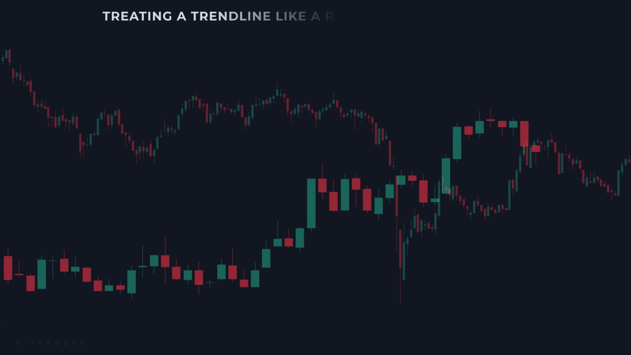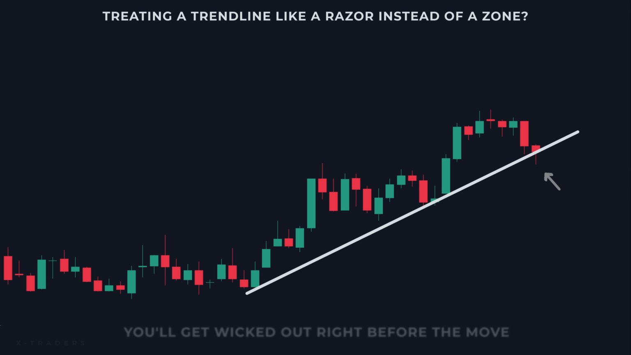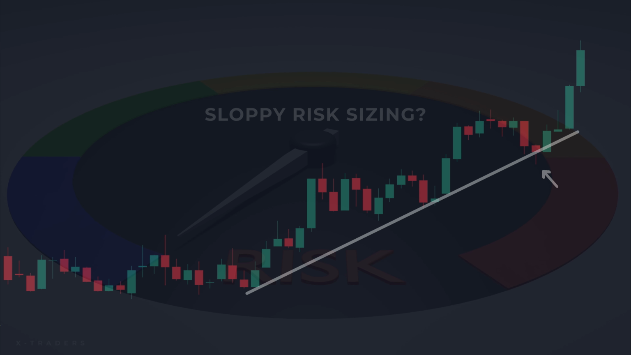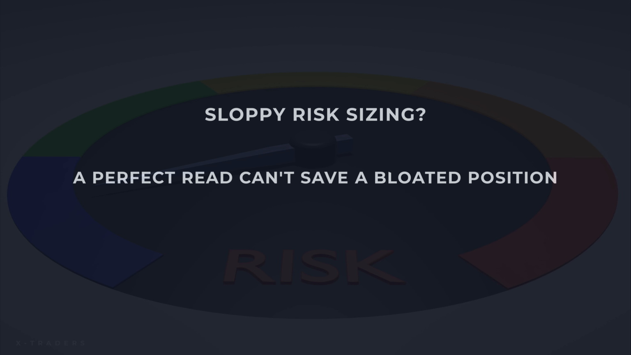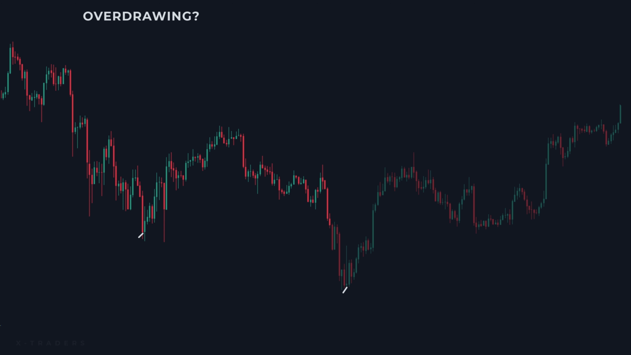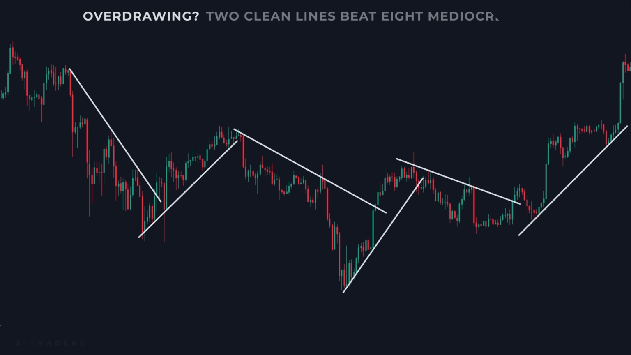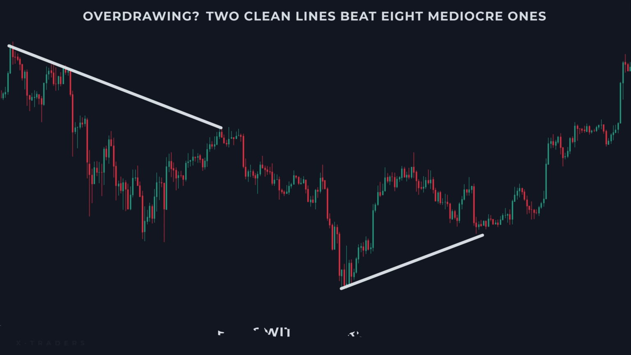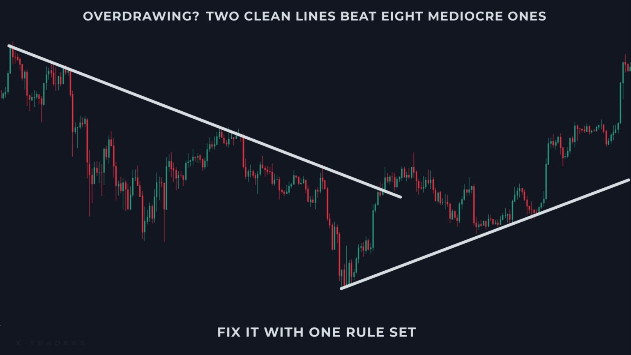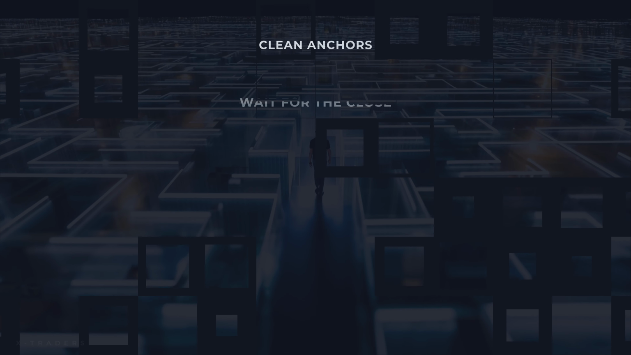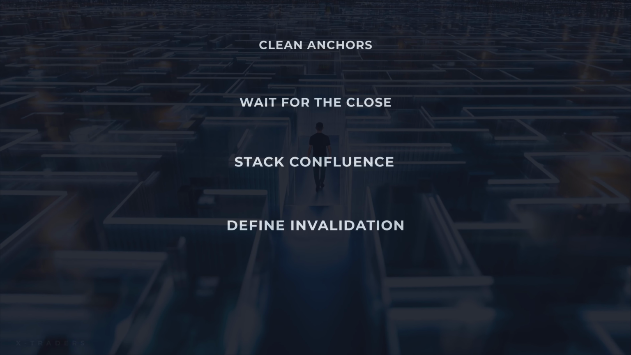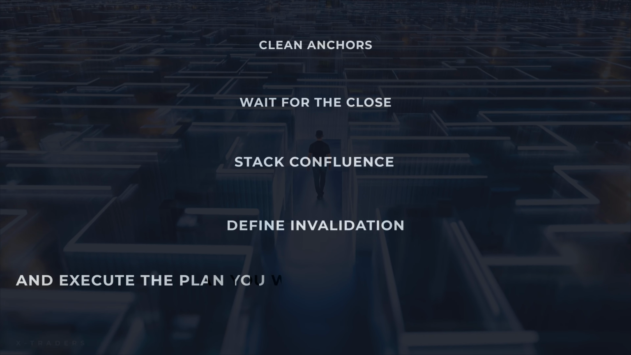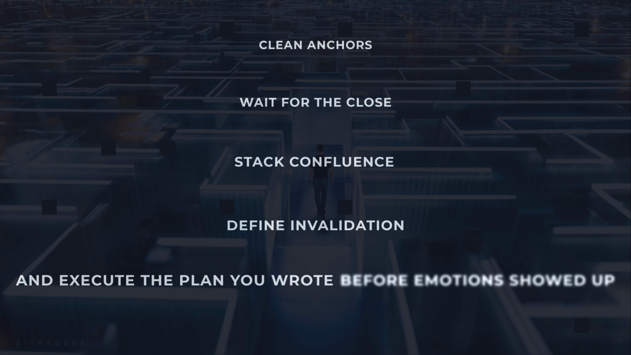Treating a trend line like a razor instead of a zone? You'll get wicked out right before the move. Sloppy risk sizing? A perfect read can't save a bloated position. Overdrawing? 2 clean lines beat 8 mediocre ones. Fix it with one rule set. Clean anchors, wait for the close, stack confluence, define invalidation, and execute the plan you wrote before emotions showed up.